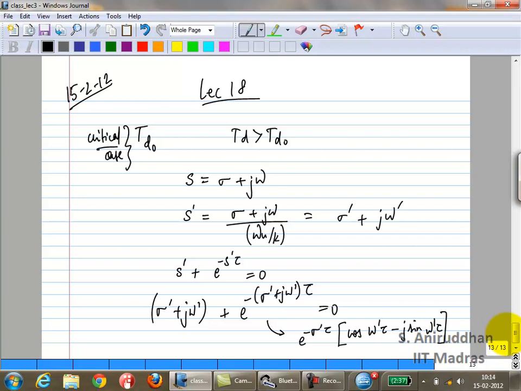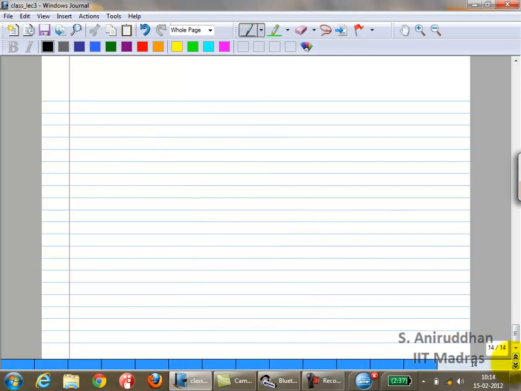So now how do you solve this? Obviously you can set the real part to 0, imaginary part to 0. Right? So real part of 0 will give you sigma prime is, and then setting the imaginary part to 0 will give you omega prime. Okay? So these are the two equations, and obviously they are not very explicit, right? They have exponentials, each equation is depending on the other variable and so on. It's not very easy to separate it.